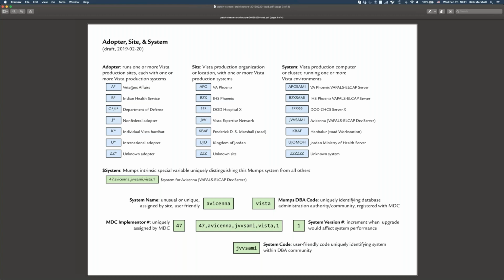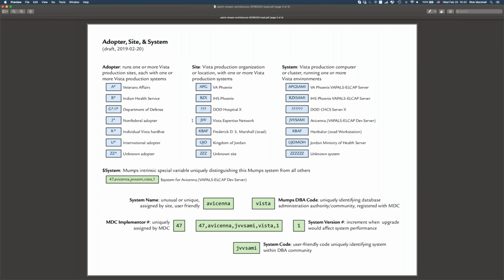So the VA used the A's to lay out all of the namespaces for all of their sites in a schema. So we've got APG for Phoenix, we've got ARJ for Puget Sound, and so forth. We've got a table of these. And likewise, Indian Health Service came up with a schema for all of their sites. So BZX, for example, is IHS Phoenix, and Tucson has its own, and so forth. Who knows what DoD did? Doesn't matter. So then within non-federal adopters, we had this problem.